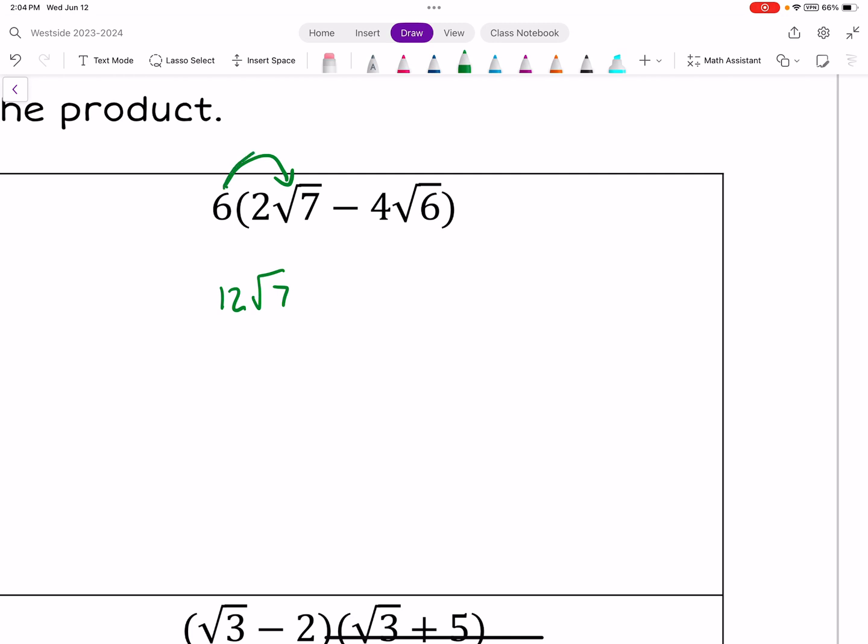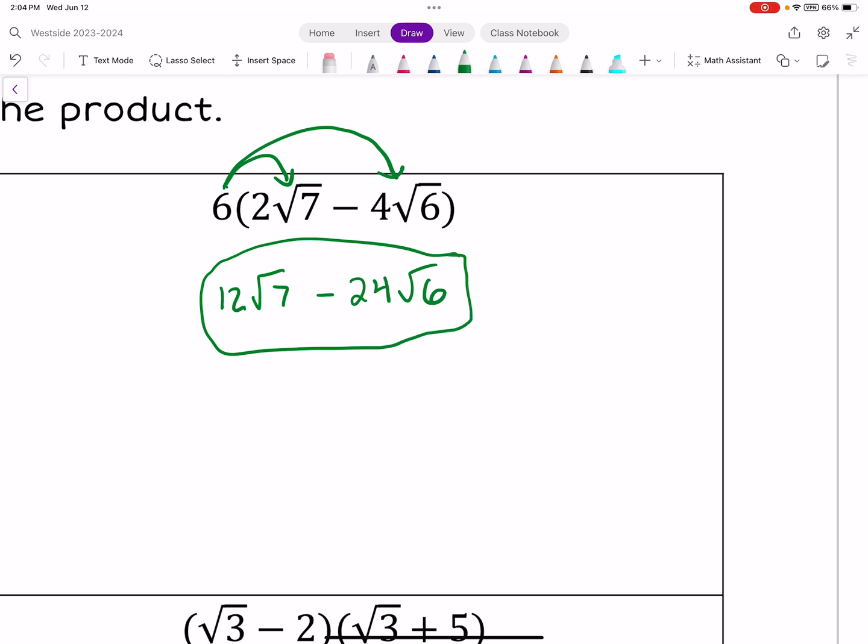Then we're going to take that 6. We're going to multiply over here. So 6 and 4 makes negative 24. And then radical 6. We cannot simplify any further. They don't have the same radical, so that is my answer.